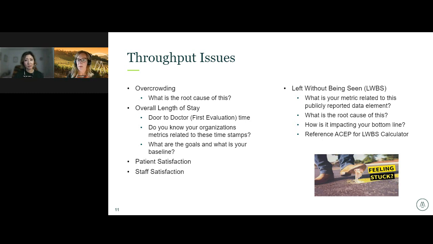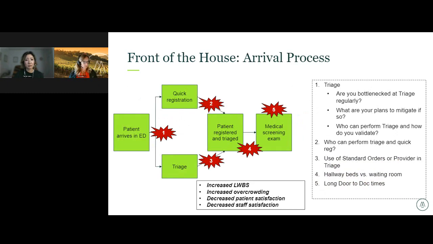So sometimes that can be really eye-opening for those clinicians in the emergency department really trying to show executives the loss of patients and the loss of revenue. This type of calculator can really be helpful for that. So triage, let's talk a little bit more about triage.